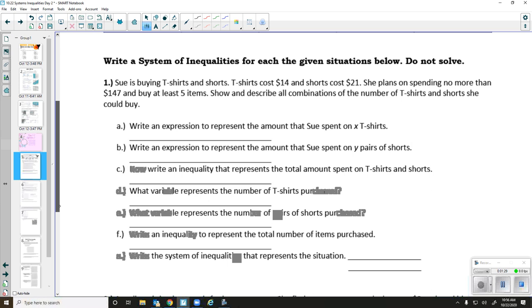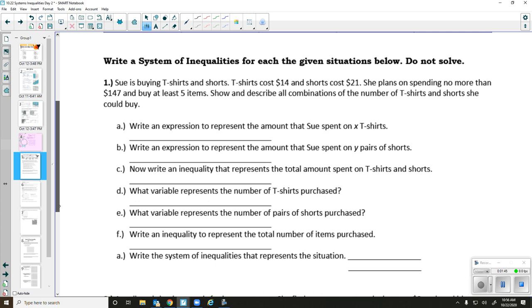There's a little hint for our system of inequalities. It's going to happen a decent amount. A lot of times you look for totals. A lot of our word problems, not every single one, but a lot of them, there's going to be two totals involved, and that's going to help you to figure out how to write the two inequalities.